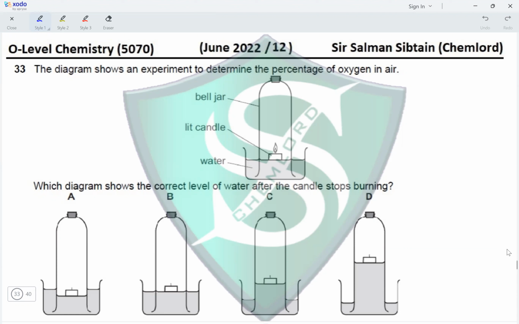So if all of the oxygen present is used up, the water will rise around 20 to 21% into the bell jar. So in option A, the water has gone below the actual level. So this is wrong. In option B, the level is the same. That means nothing was used up here. So this is also wrong. In option C, out of the total volume, around 20% is used in filling the bell jar with water after the flame extinguishes. So this should be the correct option. Option D, we have exactly half of the bell jar filled with water and half of the air does not contain oxygen. So this is also wrong. So in conclusion, option C is the correct option for this question.